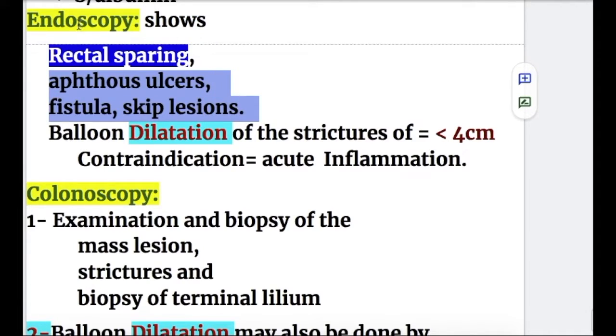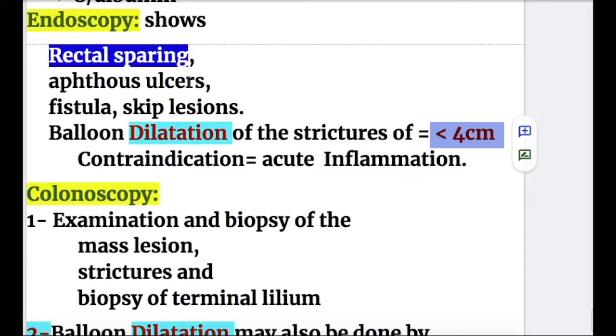And what is the therapeutic use of endoscopy? Balloon dilatation of a stricture of less than 4 cm can be done with endoscopy, but the contraindication is acute inflammation. Balloon dilation in acute inflammation may cause perforation.